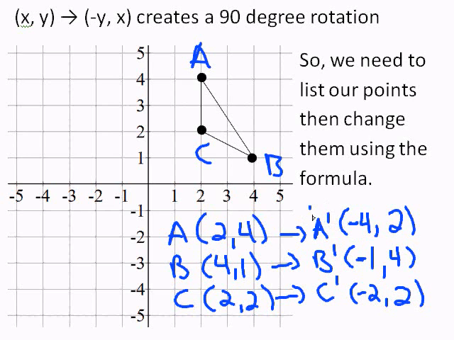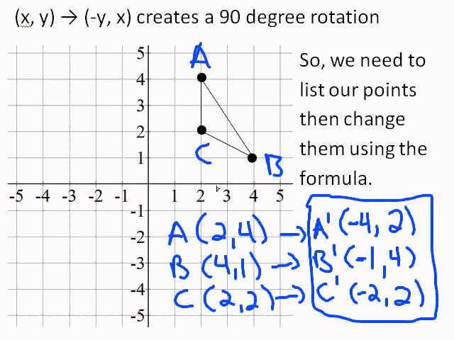Now that we have the coordinates of our rotated points, we're going to go ahead and graph those and see if it indeed does look like a 90 degree rotation. So 4, negative 2, A prime. 1, negative 4, B prime. And 2, negative 2, C prime. So we connect our dots, and you'll notice the triangle does look like the original triangle, but it's been rotated around the origin by 90 degrees.